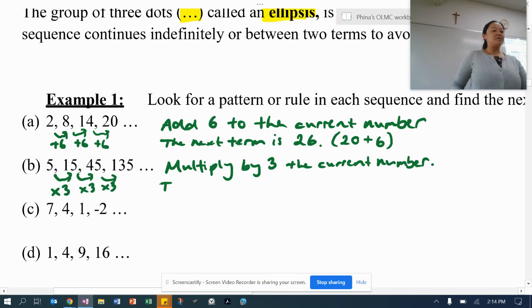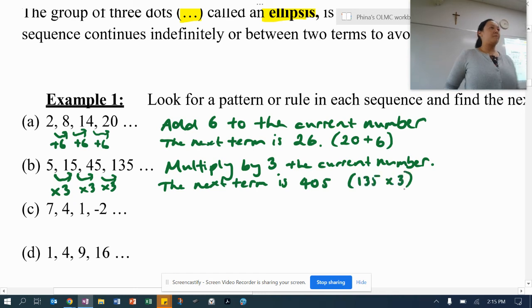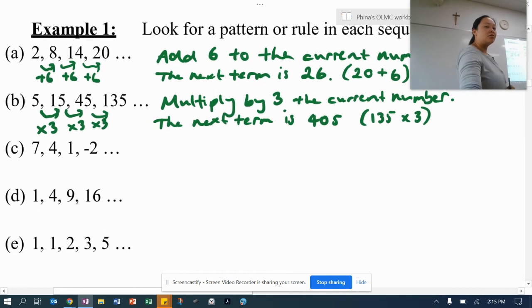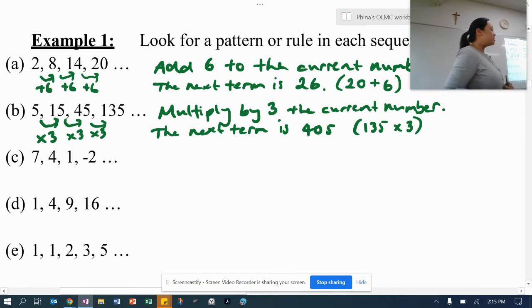Then for the next term, can someone work out 135 times 3 for me? It is 405. We've worked that out by going 135 times 3. Okay, good.